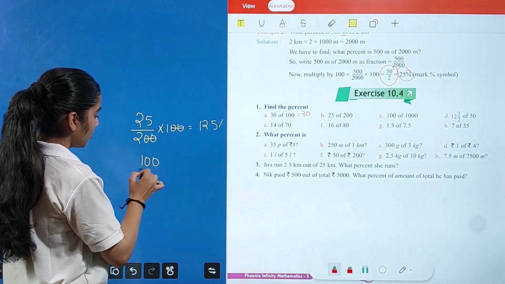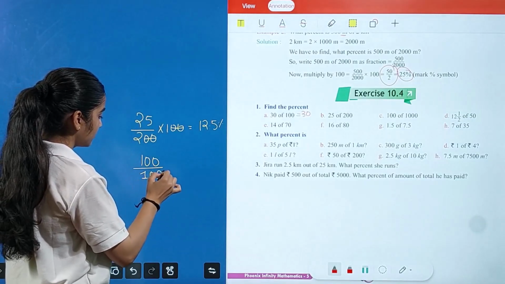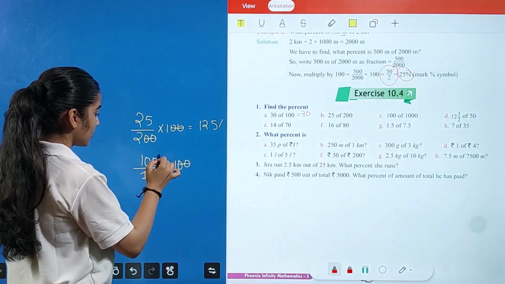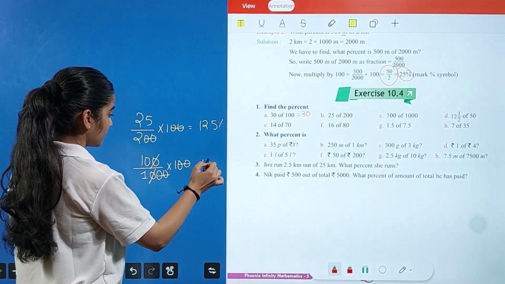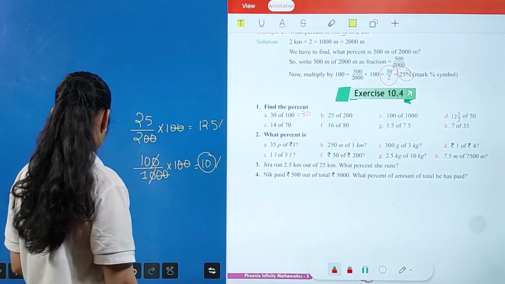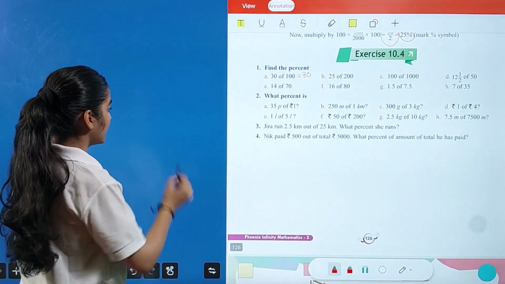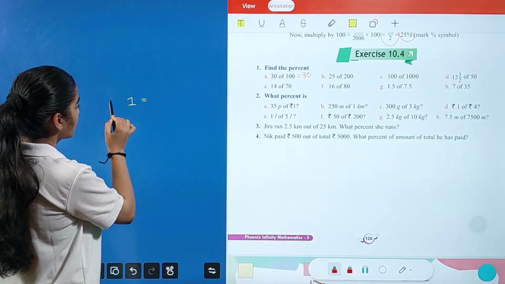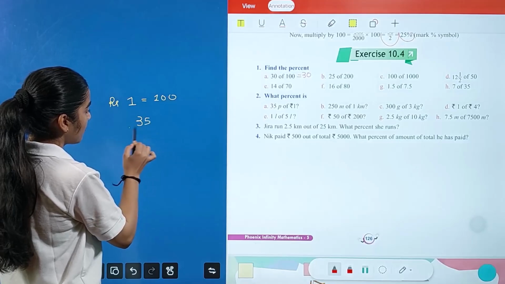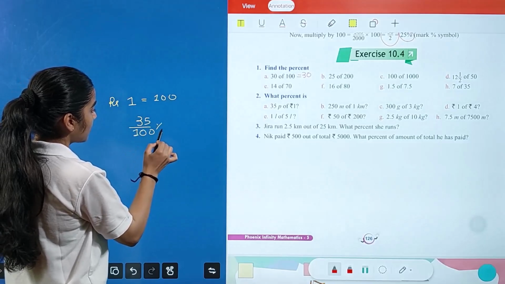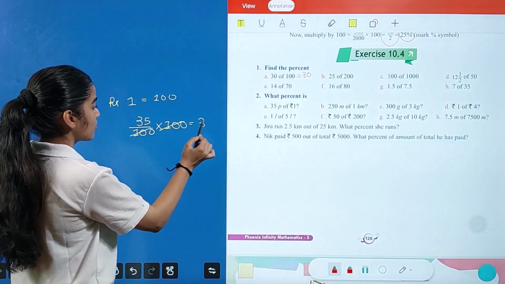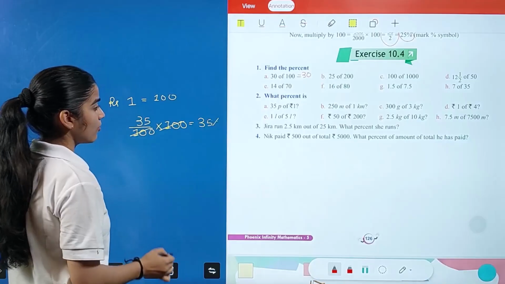So 100 of 1000 multiplied by 100. Two zeros are cancelled out with two zeros. 1 cancels out with 1. So 10, 10%. Now what percent is 30 paise of 1 rupee? So in 1 rupee, how many paise do we have? 100. So 30 upon 100, multiply it with 100 to convert it into percentage. 100 is cancelled out with 100. So 30 is 30% of 1 rupee.